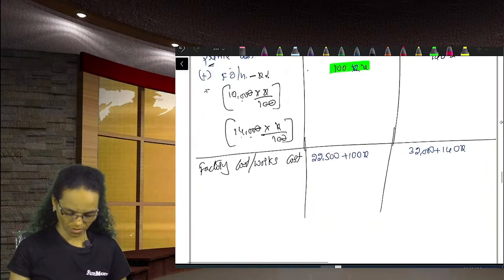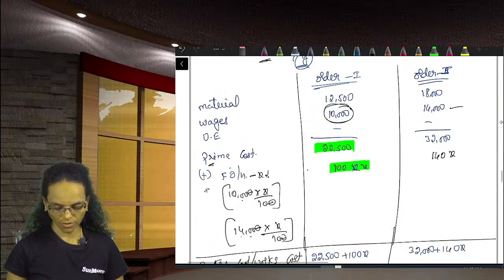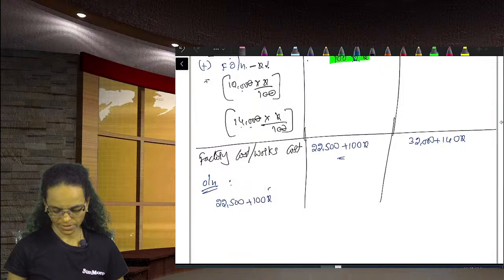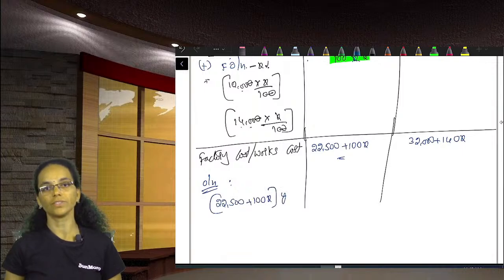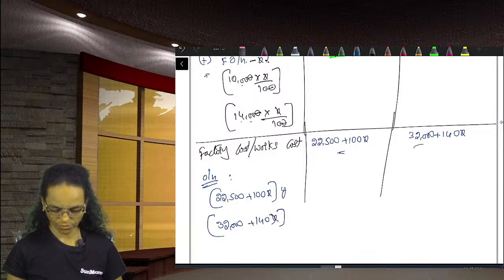So office overhead, we have assumed percentage is Y on works cost. Works cost is this one. So 22,500 plus 10x into y percentage. Here 32,000 plus 140x into y percentage.